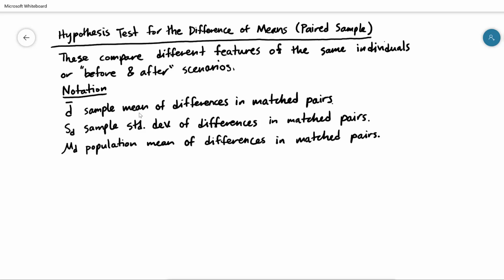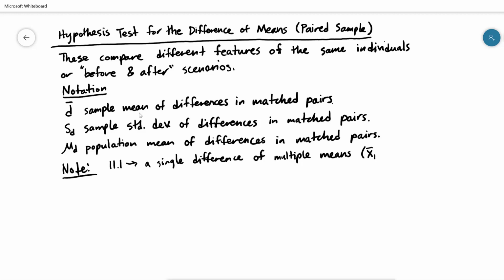Just as a side note here, to make this totally clear, in 11.1, the previous section that we did, we looked at a single difference of multiple means. So we had, in that case, two means. Right, so we looked at what we called x bar 1 minus x bar 2, for example. In this section, 11.3, we're looking at a single mean of multiple differences.